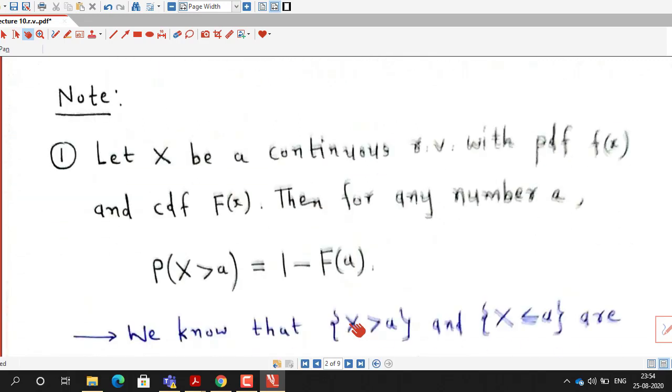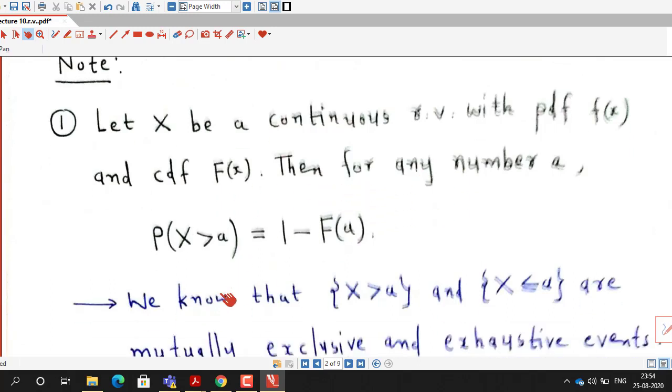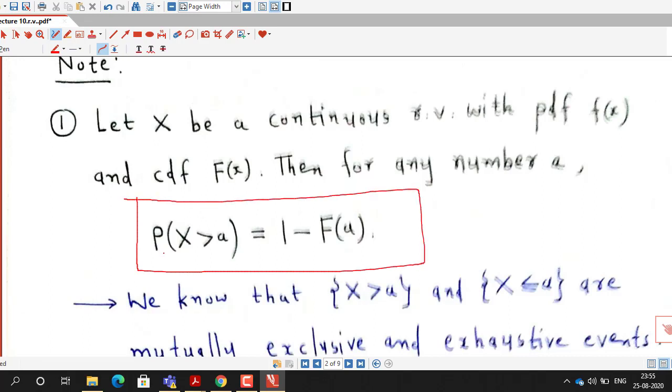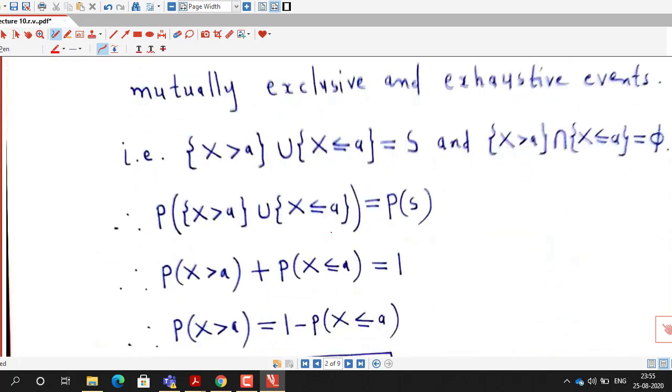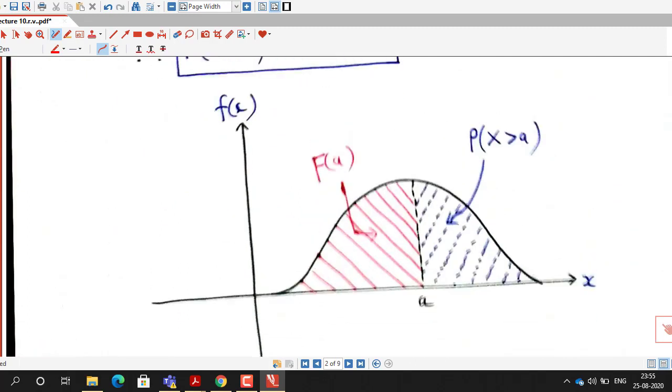So let us make some notes. Suppose X is a continuous random variable with probability density function small f of x and cumulative distribution function capital F of x. Then for any number a, we can find the probability that capital X is greater than a by this formula: 1 minus F of a. The probability that capital X is greater than a is given by 1 minus the value of the distribution function at x equal to a. We can understand this from this figure also.